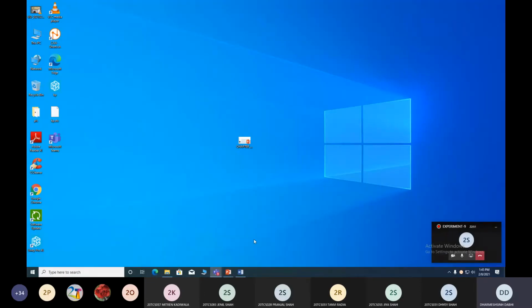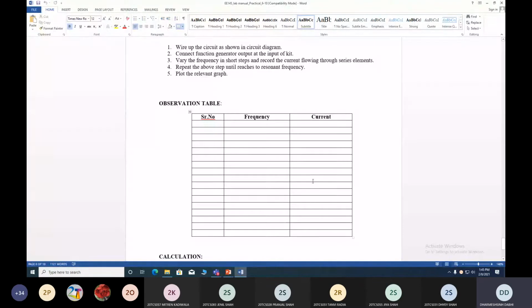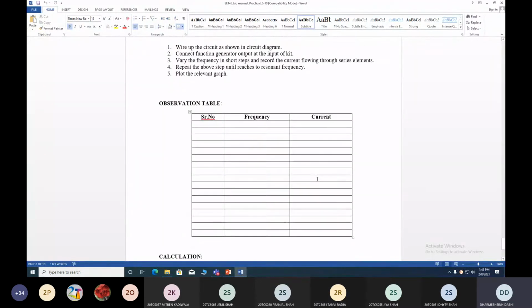All of you understand this practical? Very simple practical. Is there any doubt to anyone in this? Any doubt? No, sir. Very, very simple practical.